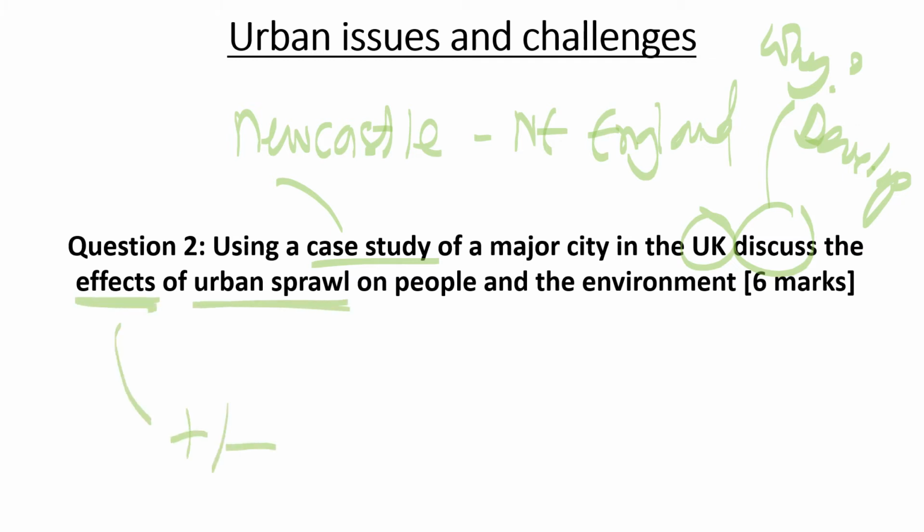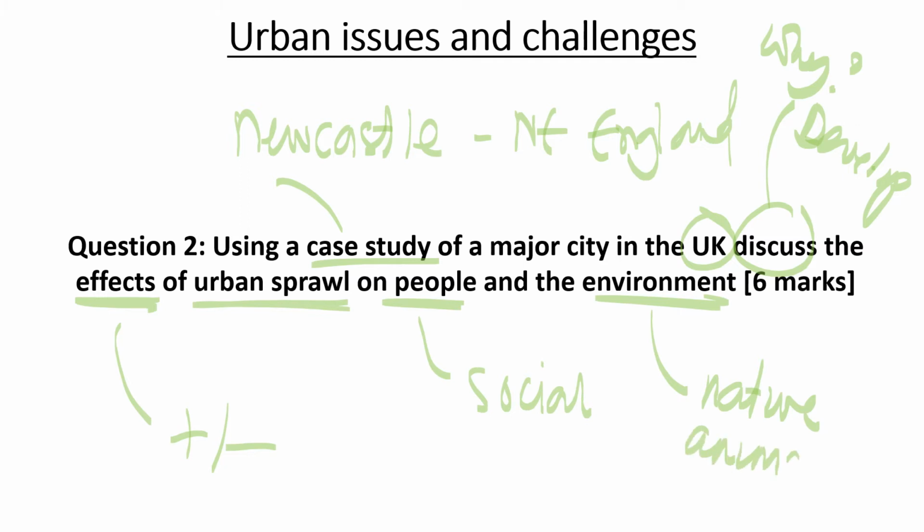Urban sprawl of people and the environment. So people, talking about social factors. Environment, we're talking about nature. We're talking about animals. We're talking about pollution.